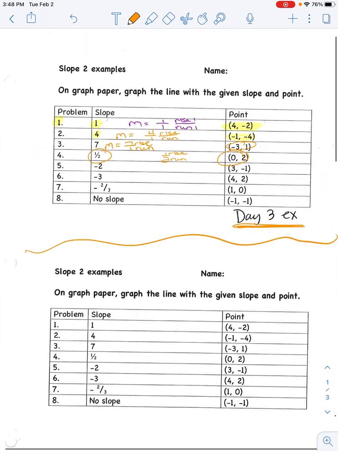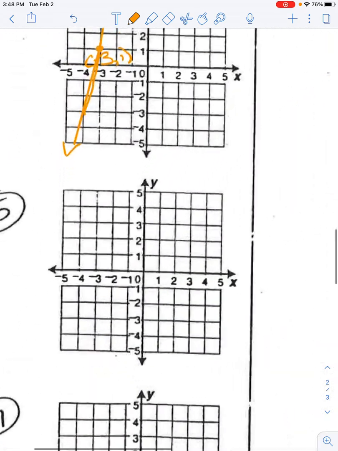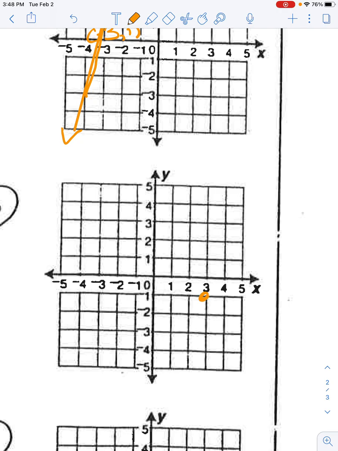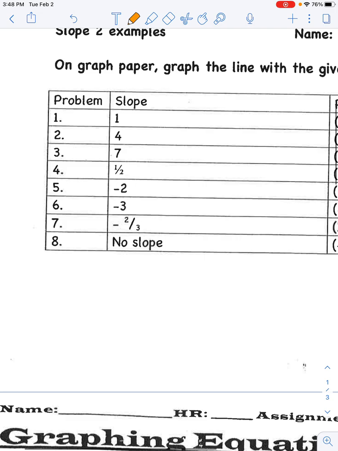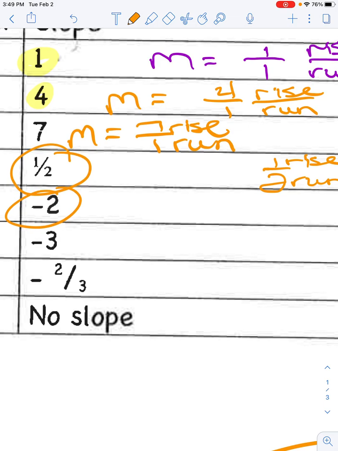Okay. Number 5. Now we're going to get into some negatives, so pay close attention. We're going to start off by graphing 3, -1. To the right 3, down 1, 3, -1. And on this one, we have a slope of -2. Again, we're going to put the -2 over 1. Now, since it's negative, we're going to go down 2 and then run 1. Always kind of put the negative up in the numerator.